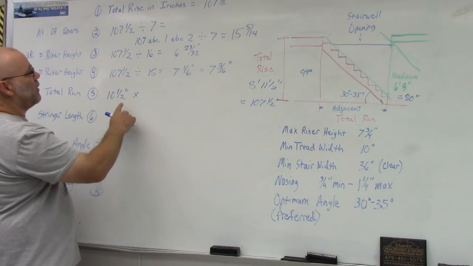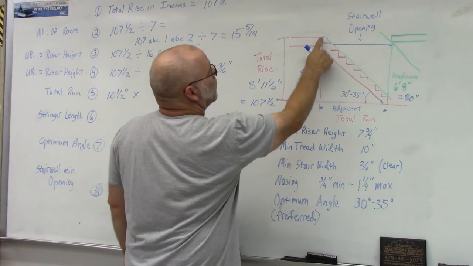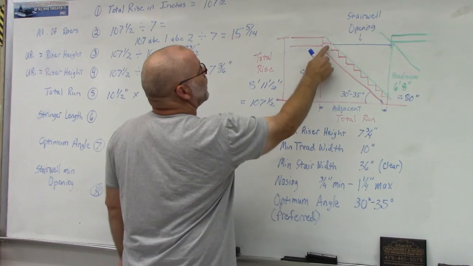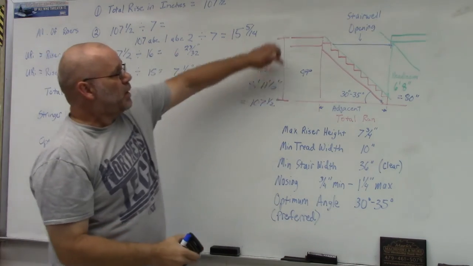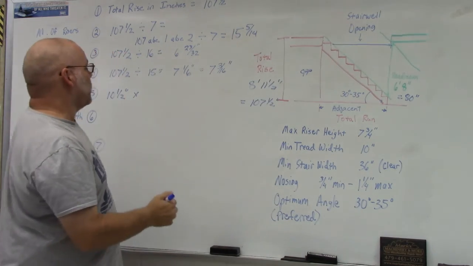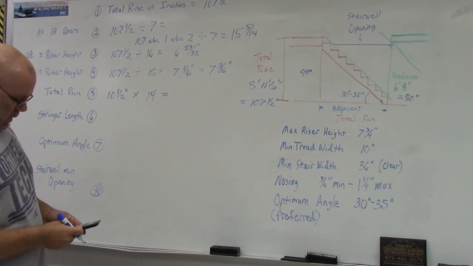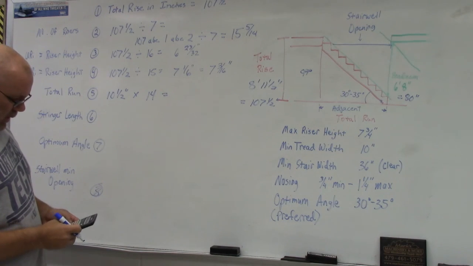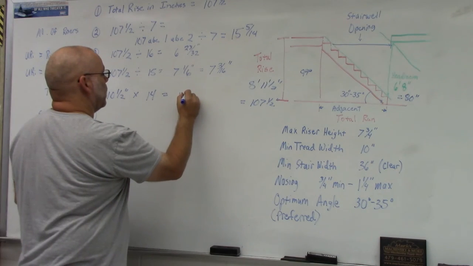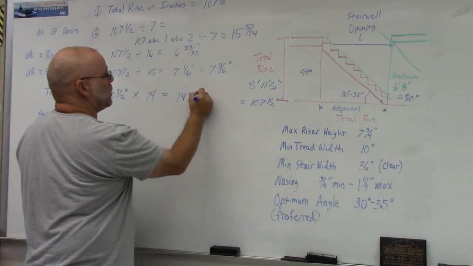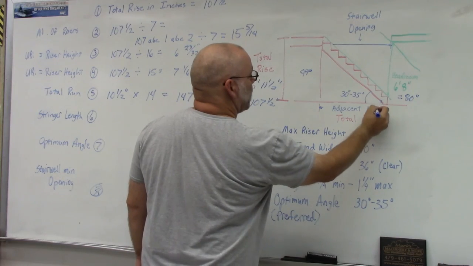So I'm going to take 10.5. Now, I've got 15 risers. If I count these, 1, 2, 3, there'll be 15. The way you attach your steps, that means there's going to be one fewer treads because the last tread is the floor up here. So I'm going to use 14 for my number of treads. 10.5 times 14 gives me 147 inches. So this distance from here is 147 inches.